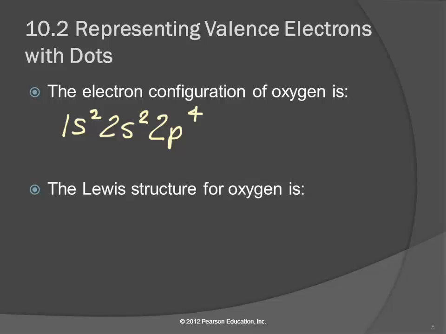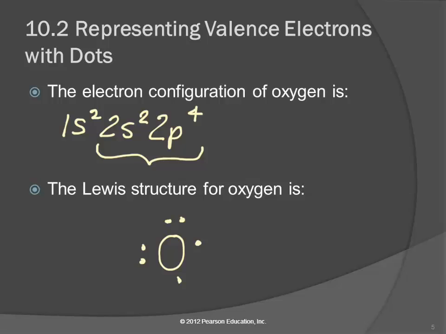So this is the electron configuration of oxygen. How many valence electrons does oxygen have? 6. 4 plus 2. So it's got 6 valence electrons. So we're going to represent those as dots. And so the Lewis structure will just be the element symbol, which is O for oxygen. And then we're going to put dots around it, 6 dots. So 1, 2, 3, 4, 5, 6.